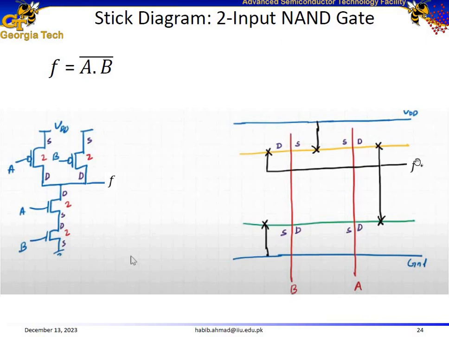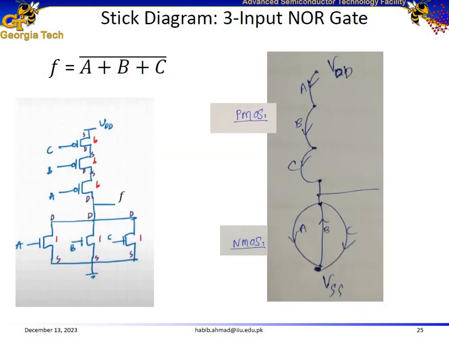But there is no single solution. We can label this side as drain and this side as drain because the drains of A and B are also connected together. And then we can make a connection from the drains to the output, like from here to here. And then label this as source and this as source and connect them to the supply voltage. So there are multiple possibilities. There is not just a single way to make the stick diagram.